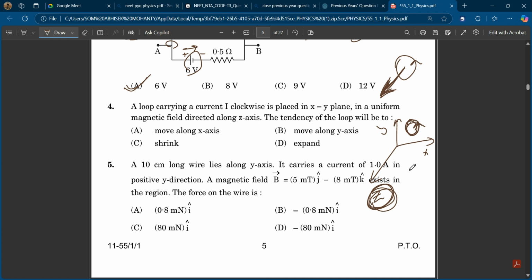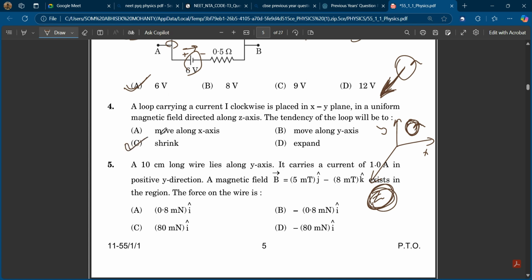You see here what will happen is, suppose the magnetic field was going inward, and the loop has anti-clockwise current, so it would have contracted. So this one will also contract. Here the loop will contract. So the answer will be shrink.